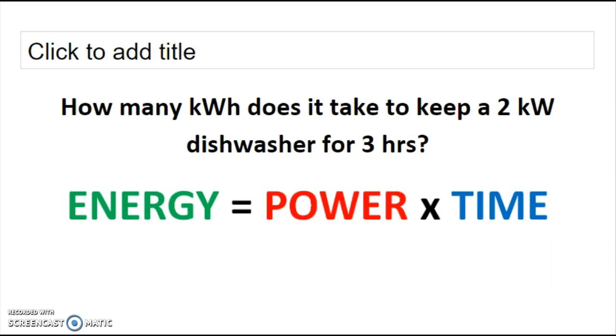Okay, hopefully you have an answer, so let's look at it. As said in the problem, we have 2 kilowatts of power and 3 hours of time. So if we plug those in and multiply them together, 2 times 3, that's going to be 6 kilowatt hours of energy.